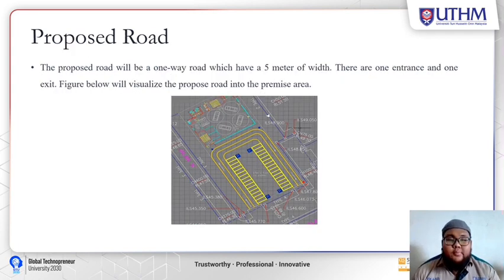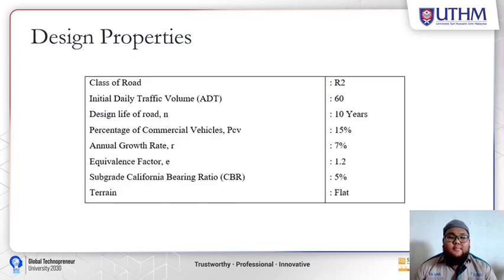Next, proposed road. The proposed road will be a one-way road which has a 5 meter width. There is one entrance and one exit. The figure below will visualize the proposed road into the premise area.